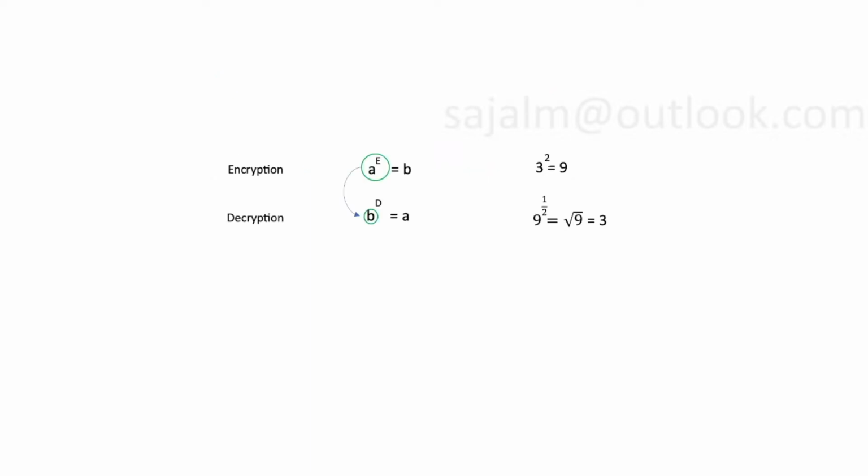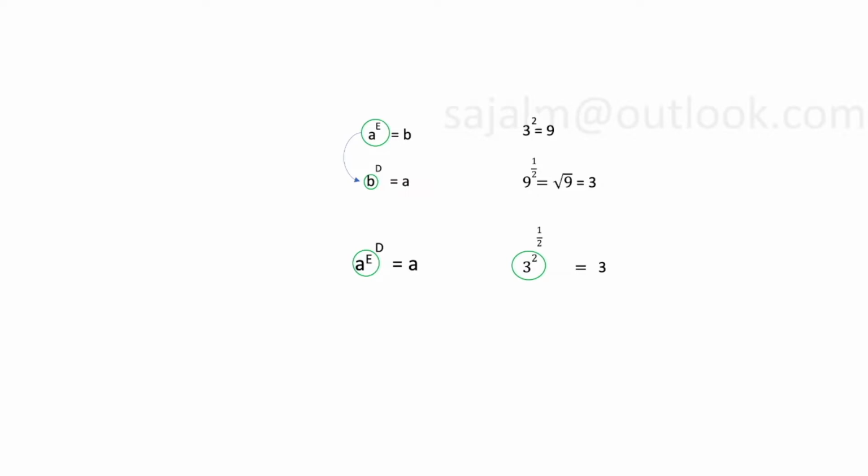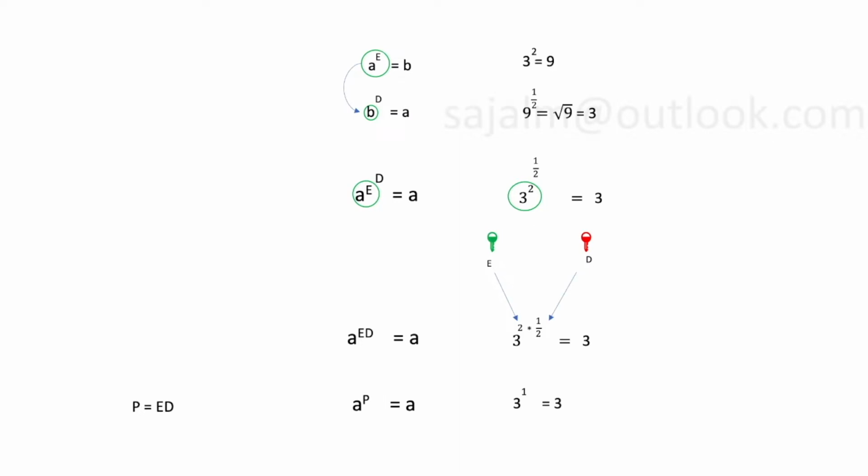Let's take this forward to try and combine both the encryption and decryption keys into a simplified equation. So here we substitute B with A to the power E in the decryption step. Simplifying this further, A to the power E, whole to the power D, gives us back A. And we can simplify it further by writing it as A to the power E times D, which gives us back A. Summarizing all of the steps, we get A to the power P is equal to A.